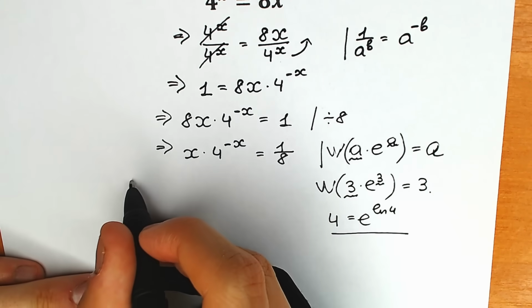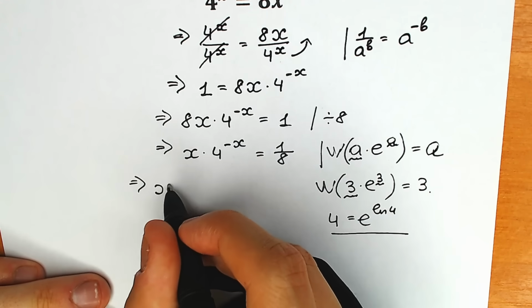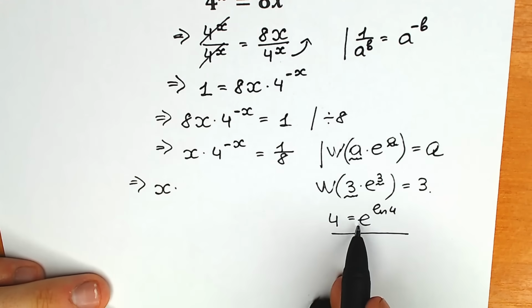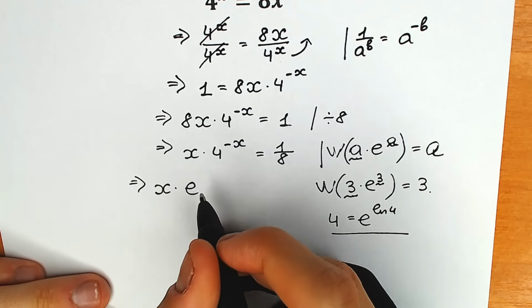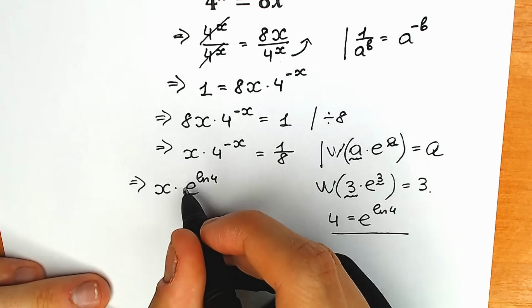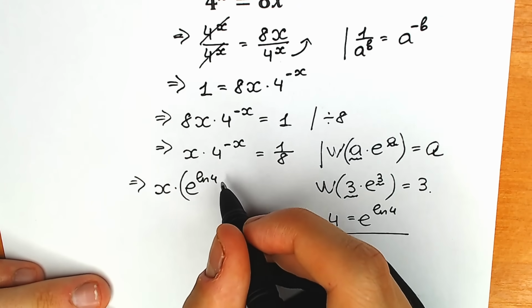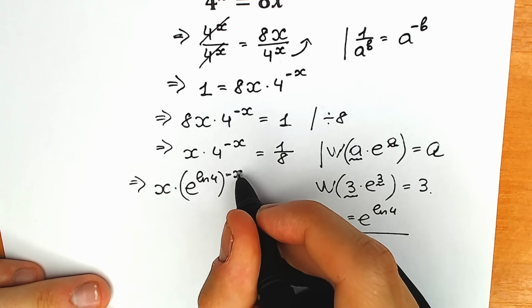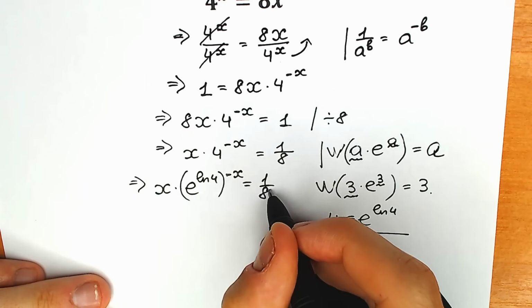So I'm going to start right here at this place. We have x times, instead of this 4, I'm going to write e to the power natural log 4, raised to the power minus x. Don't forget about it. Minus x equal to 1 over 8.